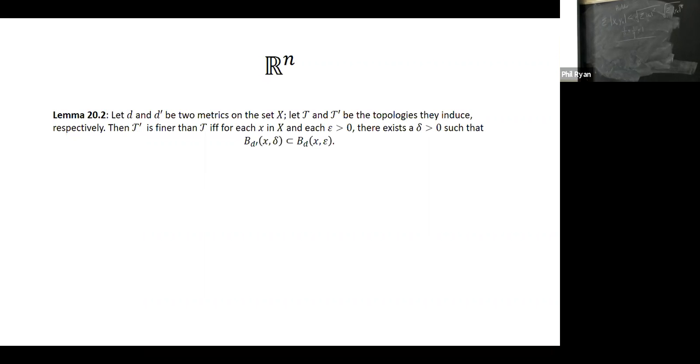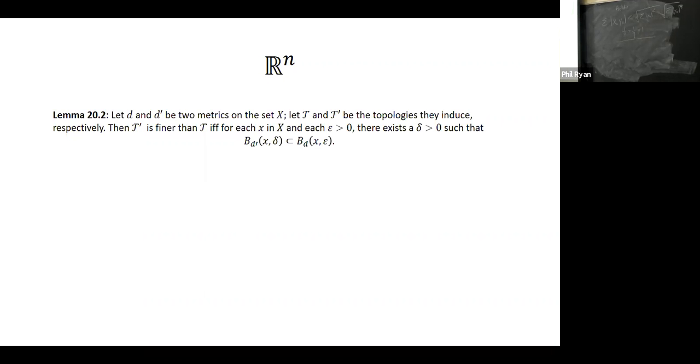Okay, so we want to show that the topology given by the Euclidean norm is the same as the topology given by the square norm. And for that, we'll just need this little lemma here. It's a useful little lemma, and it tells us how to compare two metric topologies on the same set. So say we have two metrics on a set, and we have the topologies they induce.